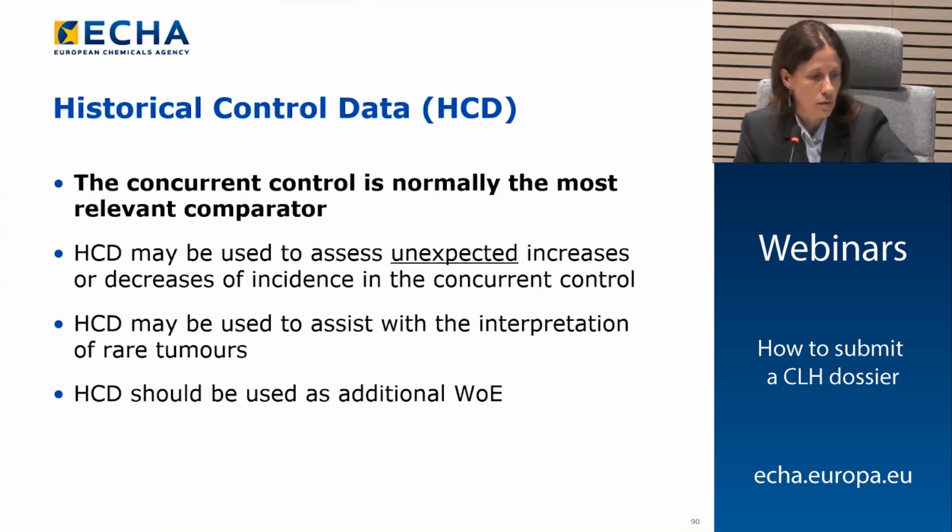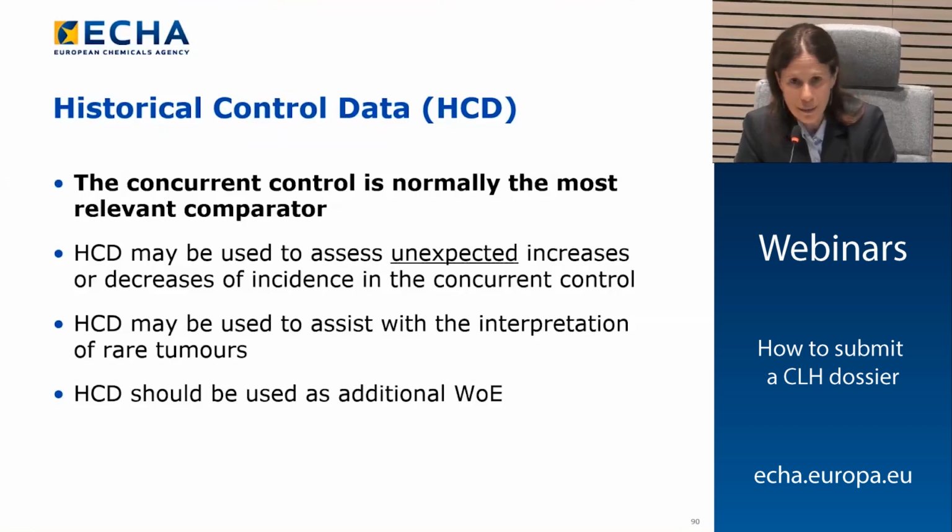How do we use historical control data? Historical data might be used to assess an unexpected increase or decrease of incidence in the concurrent control. It happens. We are talking about biological systems. And it might be used to assist in the interpretation of rare tumors. Those usually do not follow a dose dependence and have a low incidence. If that was not the case, and they are still rare tumors, we should really be scared about that substance. And overall, they should be used as an additional weight of evidence.